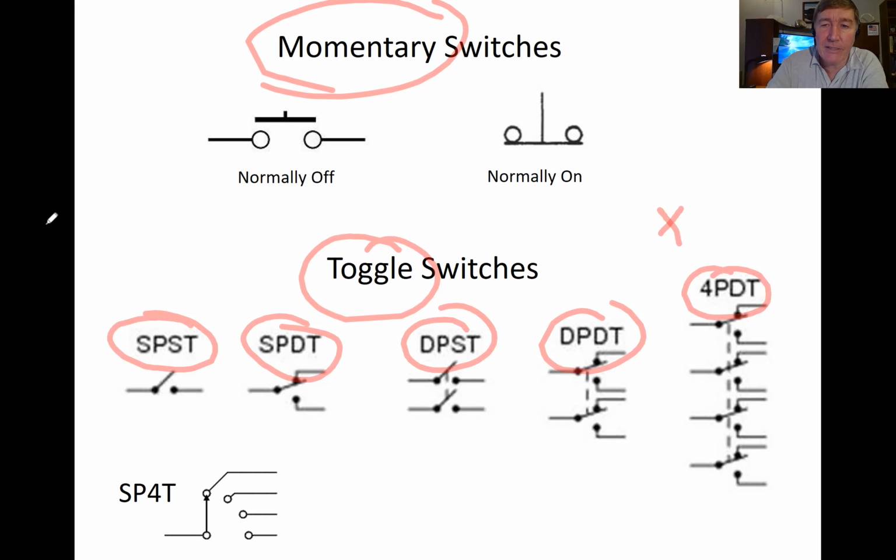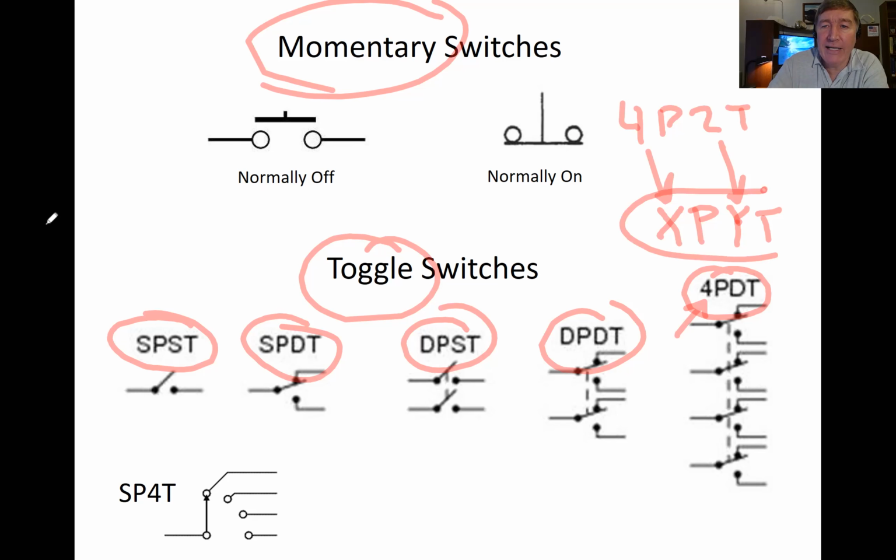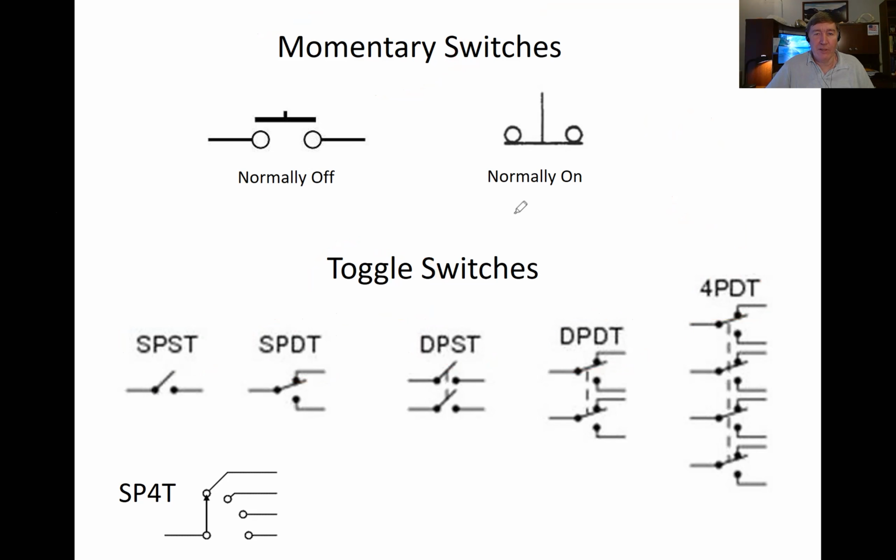We call it XPYT, where X can be any number. In this case, X is 4. Y can be any number. In this case, Y is 2. So we could call this a 4P2T. That's what we call it, but XPYT is just a generic way of representing all of them. This one right here is also an XPYT, where X is 1 and Y is 4. Okay, so I think that's pretty straightforward.